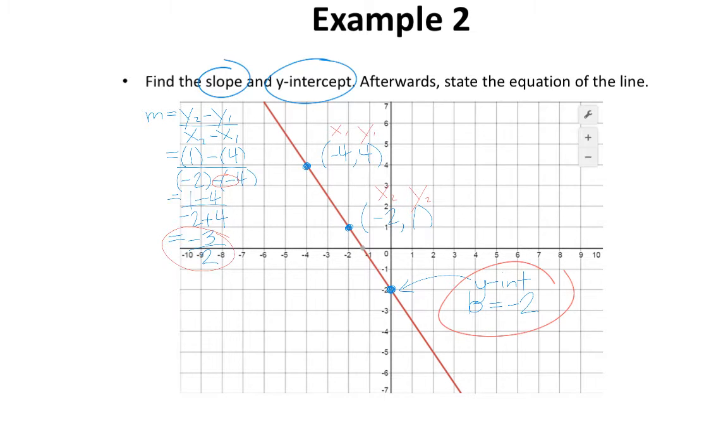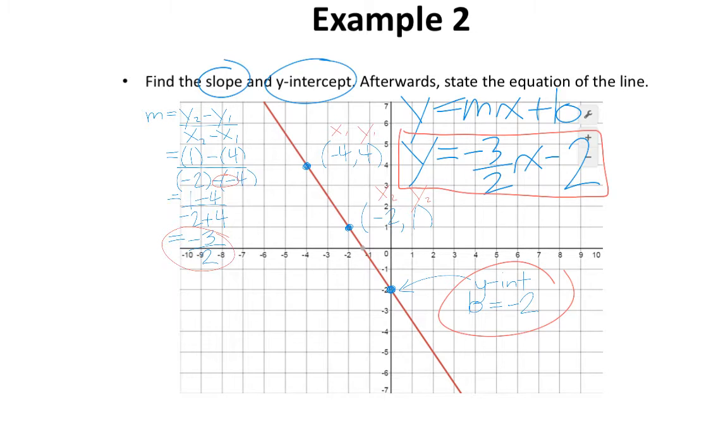Remember, the general equation of a line is y is equal to mx plus b. However, we've already figured out what m is equal to. M is equal to negative 3 over 2, and b is negative 2. Therefore, the equation of our line is y is equal to negative 3 over 2, x minus 2.